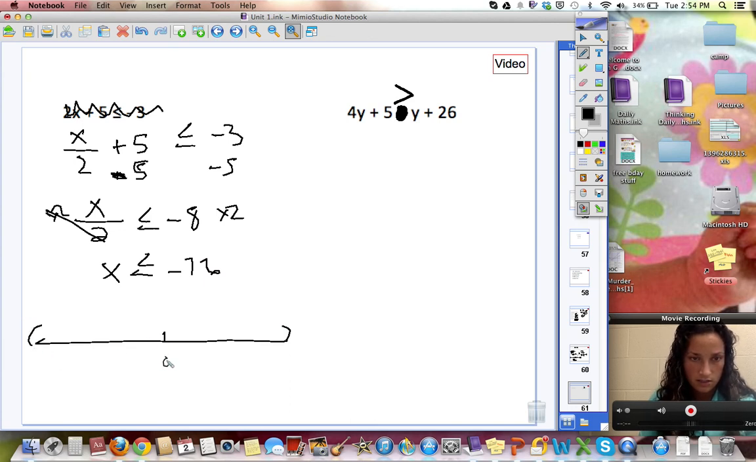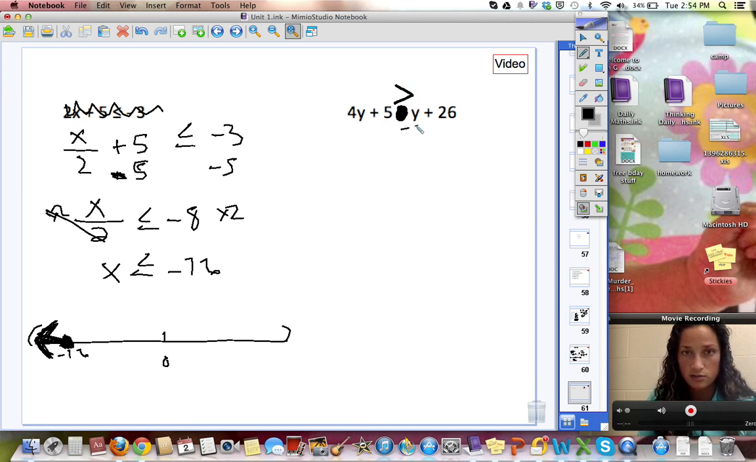So here's my number line. Let's say if this is 0, let's pretend that this is -16. It's less than or equal to, so it's going to be a closed circle. And then my arrow is pointing this way, or it's less than, so I go this way. That would be my graph. For this one, this is the same problem. I just want you to switch it to just a greater than, not greater than or equal to. In your notes, switch it to just greater than.